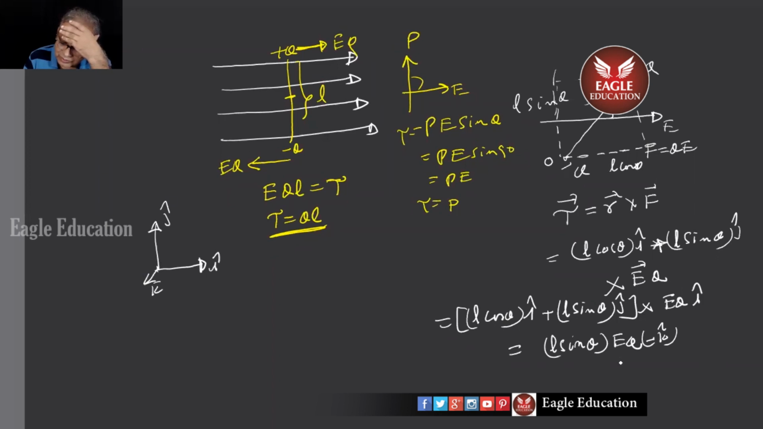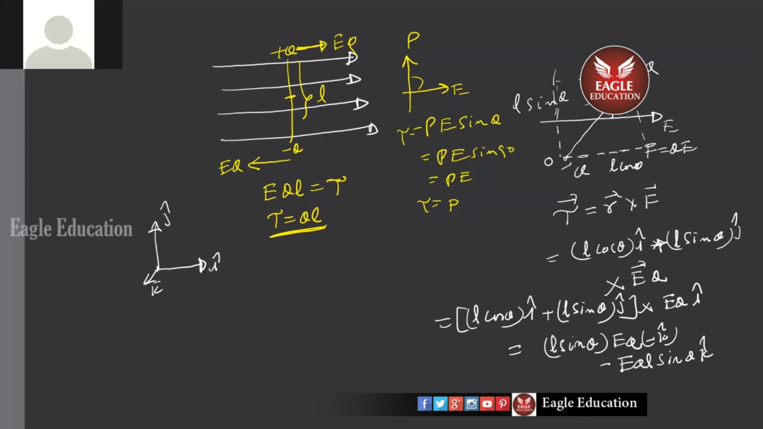So what do I get now? It is EQL sine theta minus K. So minus K means inside the plane. Inside the plane. So whatever I told from the right hand thumb rule, I got from here.